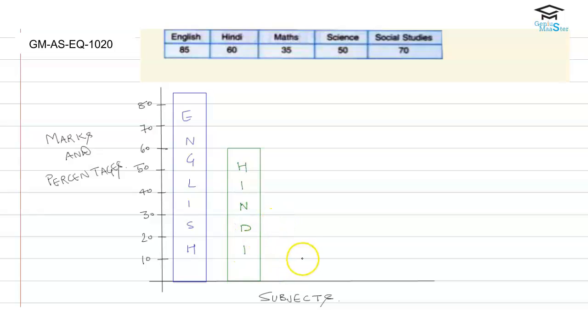Now the next is Maths in which the marks is 35. It is a bar of Maths. Now the next is Science in which 50 marks obtained by Ashok. It is a bar of Science.